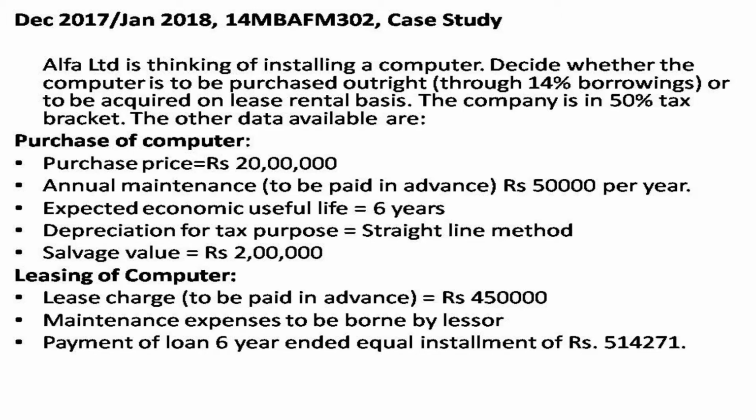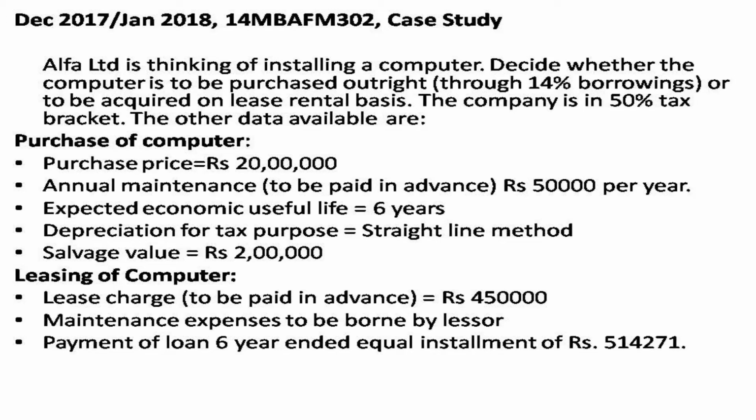Then again they have given the leasing option. Lease charges or lease rentals are 4,50,000. I'll write 4.5 lakhs. They have said it is to be paid in advance. So this is the difference: paid in advance. Earlier it was paid at the year end. Now they have said it is paid in advance. Then maintenance expenses are to be borne by the lessor. In the previous problem also it was the same. It is to be borne by the lessor.